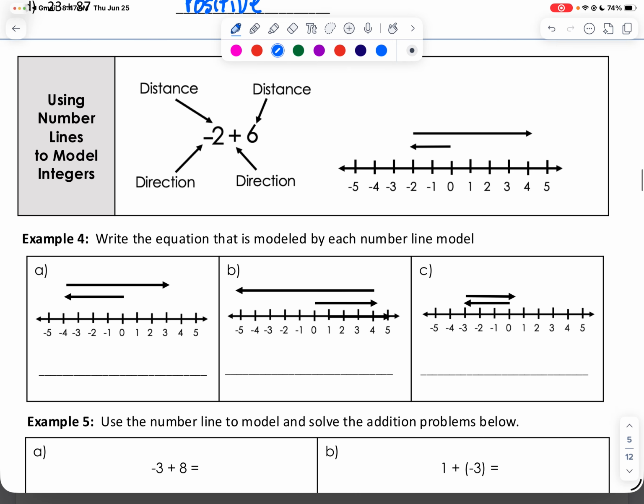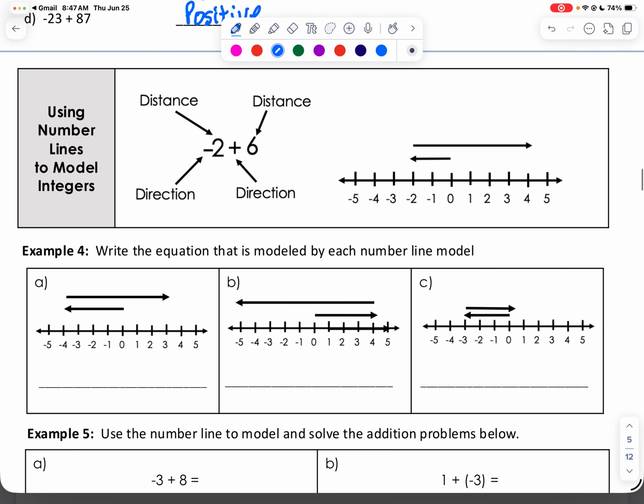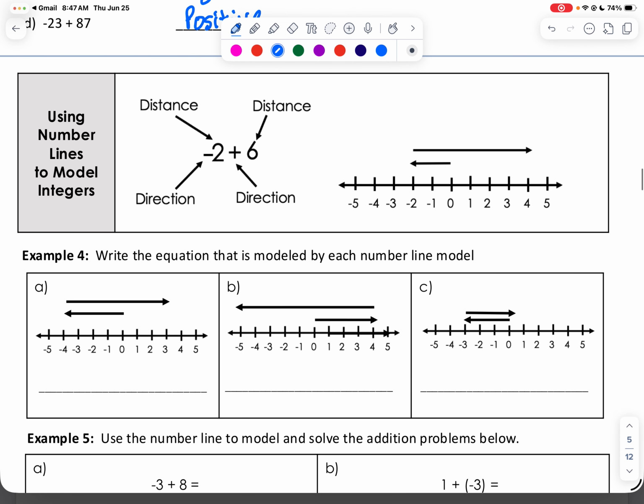On the second page, we're going to use number lines. So when you have a problem that you're supposed to model on a number line, like negative 2 plus 6, the operation symbols are your directions. So this negative symbol right here, that's telling me to move to the left. And then the 2 tells me how far to move to the left. And then this plus sign right here, this tells me move to the right. And the 6 tells me how many units to use to the right.